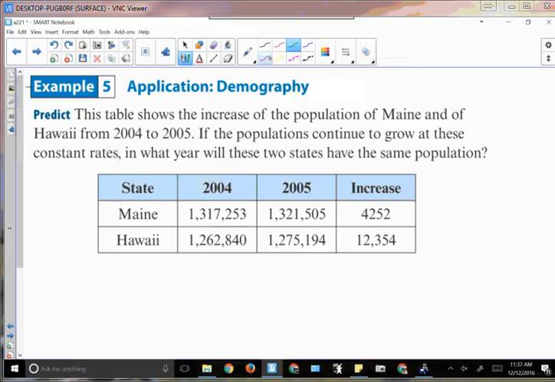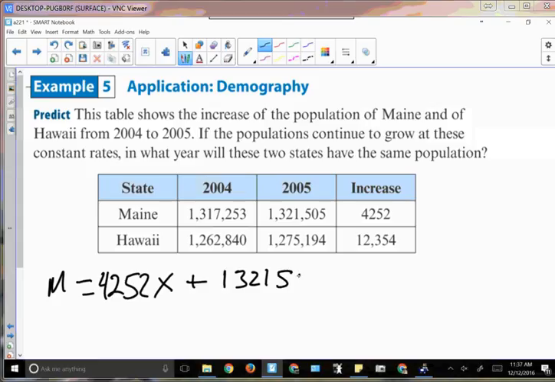So if I want to, I can write out an equation that looks like this. Maine is going to be equal to 4252, and I'm going to put in my x here. Why? Because that's how many years it's growing by, the years, correct? Plus, how many did it start off with? Well, it doesn't matter which one of these numbers I use. I'm just going to use the 2005. Plus 132,155, because if I add another 4,252, I end up getting 2006.